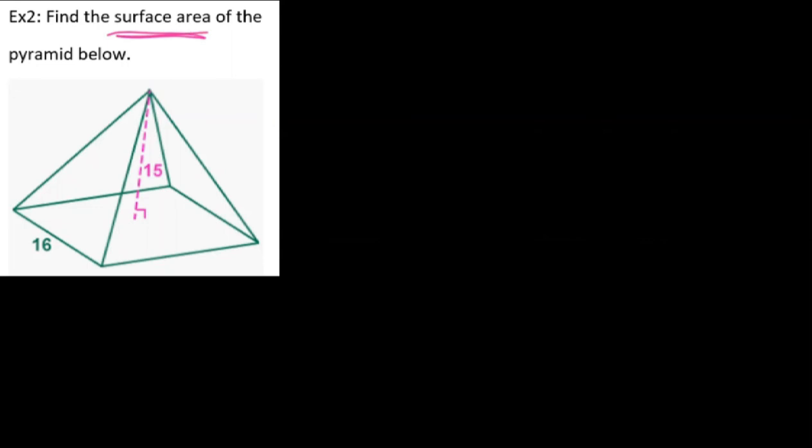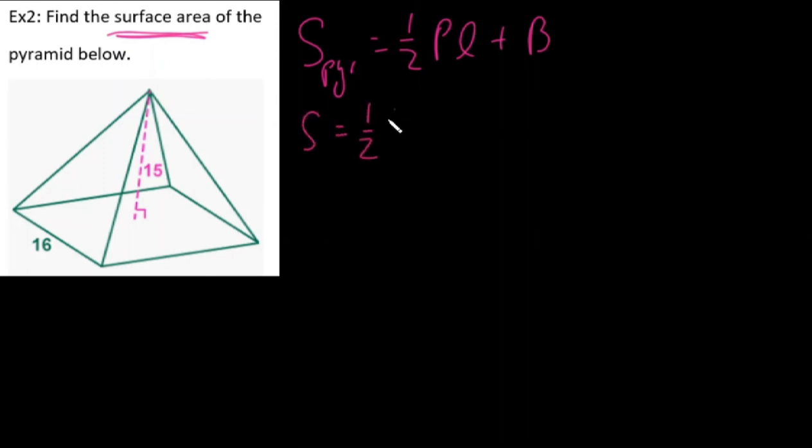Well, I want to always start by writing down the relevant formula, and in this case, we know that the surface area of a pyramid will always equal 1/2 the perimeter times the slant height plus the area of the base. And what we want to do is start filling in things from left to right as we know them. So let's write this. S equals 1/2, or you could write 0.5, that's okay as well, times the perimeter, and the perimeter is the first thing that we'll actually have to find on our own.